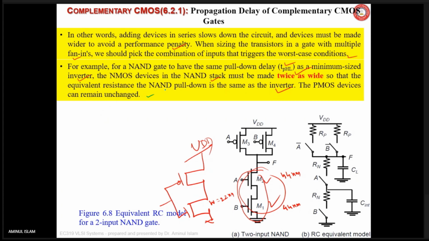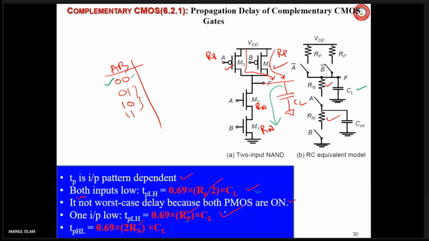Okay. So as we see from here, TPHL is quite a bit longer than your TPLH. Okay, the worst case is this one. Out of all these cases, the TPHL is the worst, and hence the pull-down transistor should be properly sized.